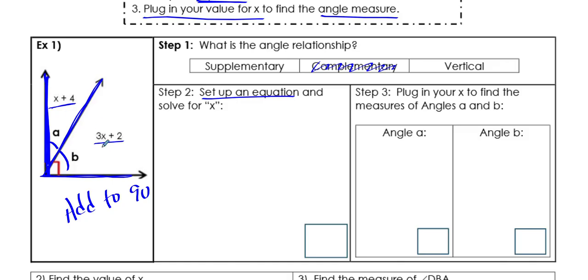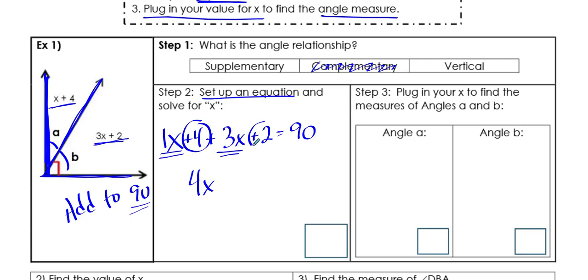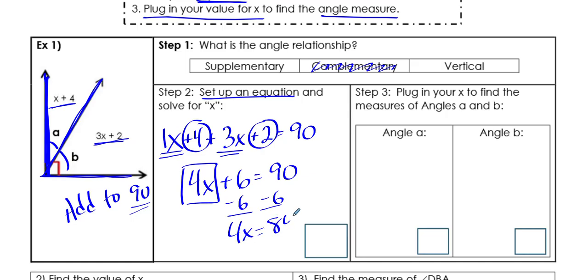We know that this plus that adds up to 90 degrees. x plus 4 plus 3x plus 2 equals 90 degrees. You know how to solve an equation like this. We're going to combine like terms. That's 1x plus 3x, which becomes 4x. 4 plus 2 becomes 6. And that equals 90 still. We'll box our 4x, cancel out the 6, and get 4x equals 84, and then divide by 4 on both sides. So x is 21.